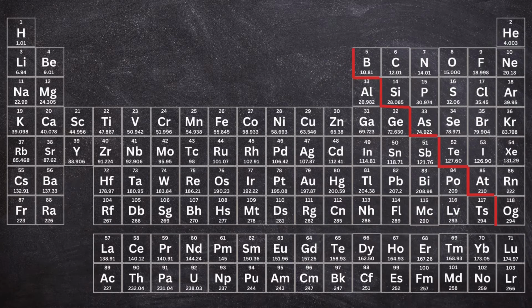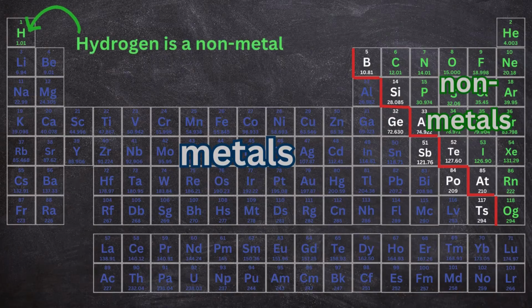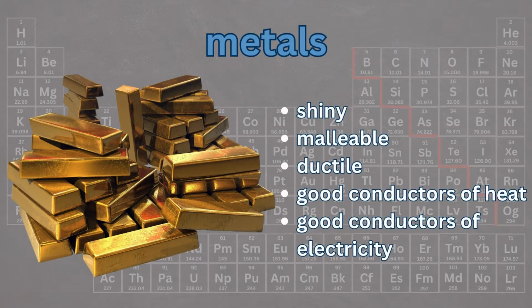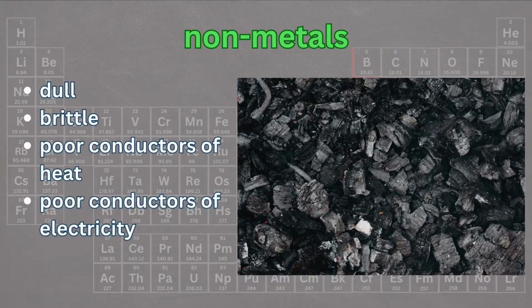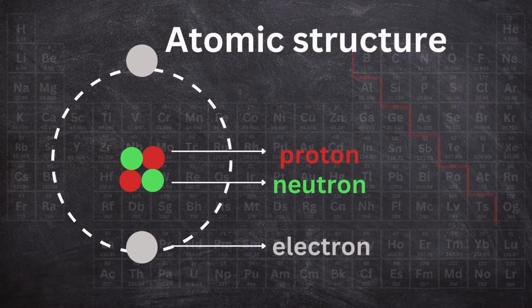A zigzag line can be found on modern periodic tables which separates the metals and nonmetals. Metals are found to the left of this line, while nonmetals are to the right. Metals are generally shiny, malleable, ductile, and good conductors of heat and electricity, while nonmetals are usually dull and brittle and are poor conductors. The periodic table is based on the atomic structure of elements. Each element has a unique number of protons, neutrons, and electrons, which determines its position on the table.